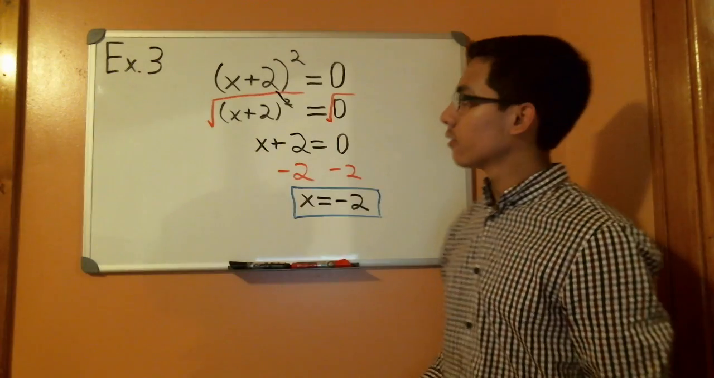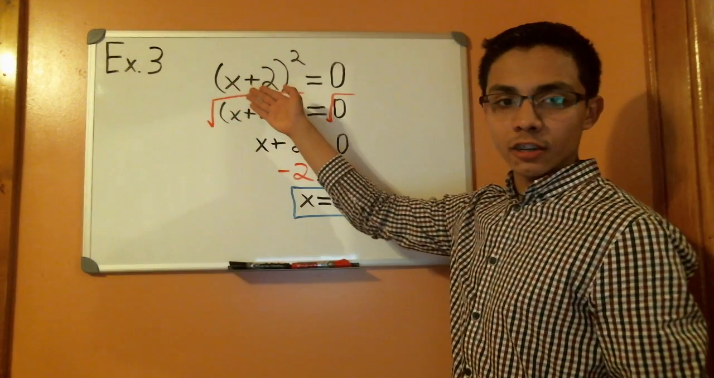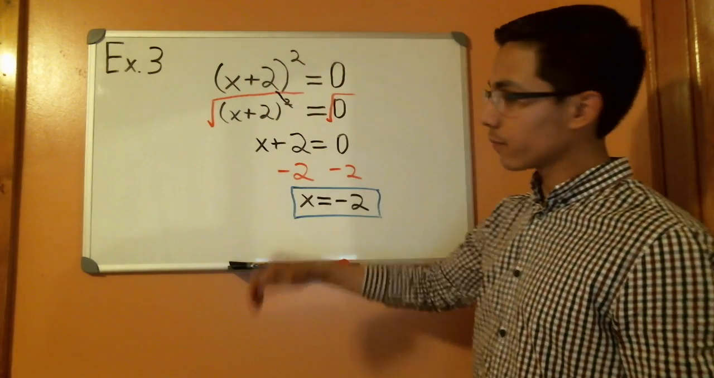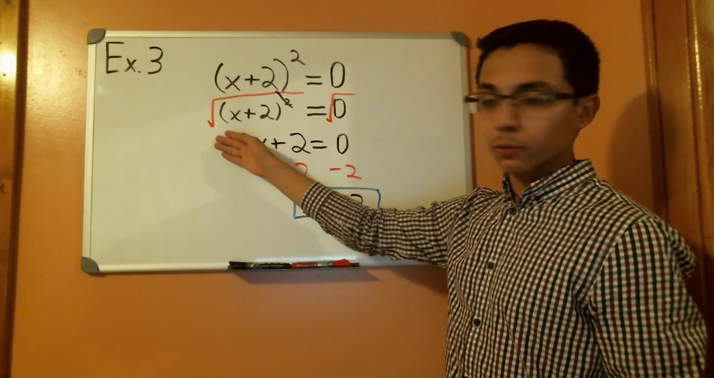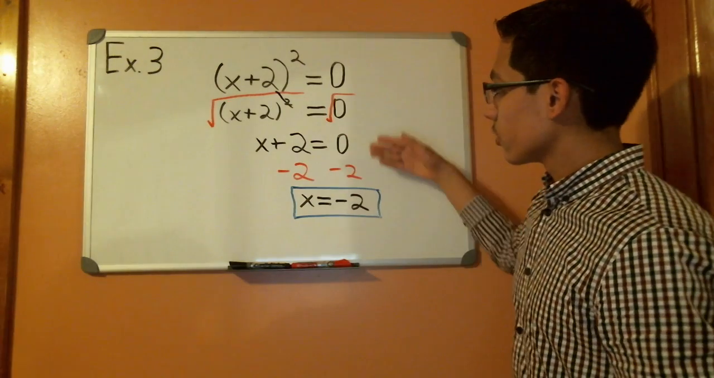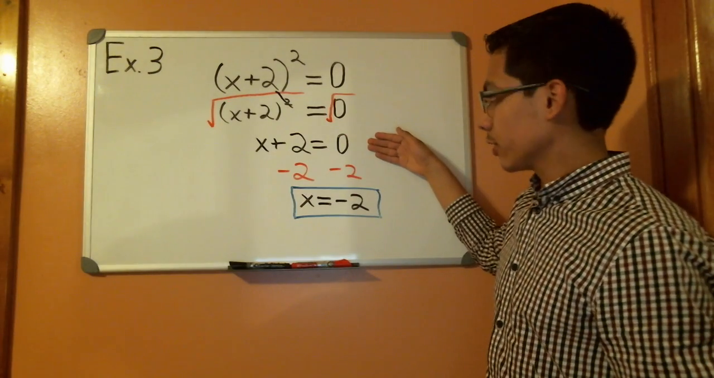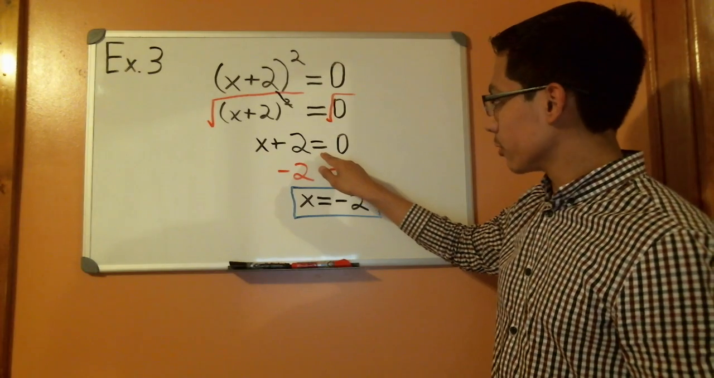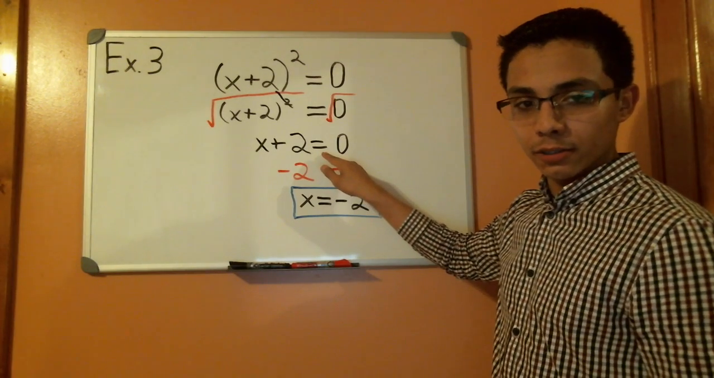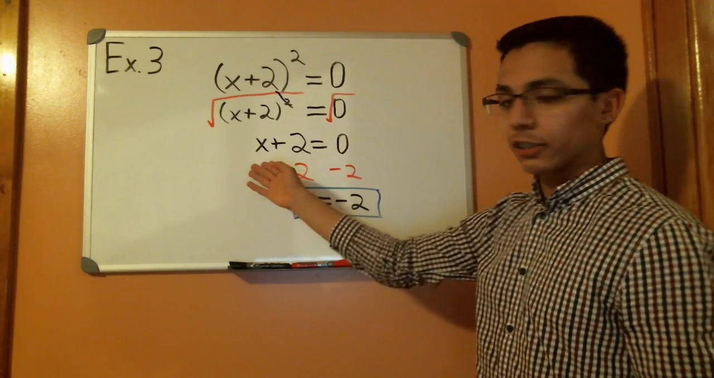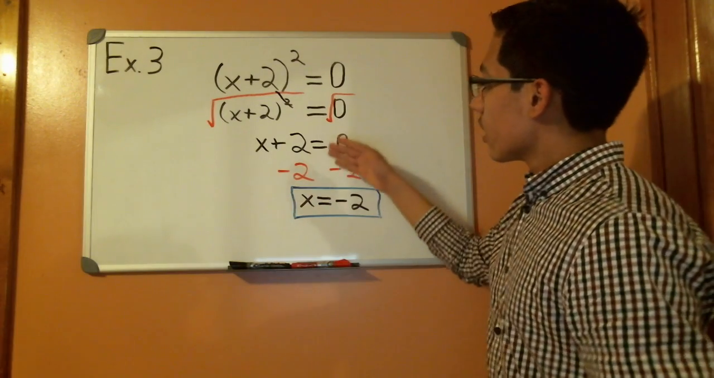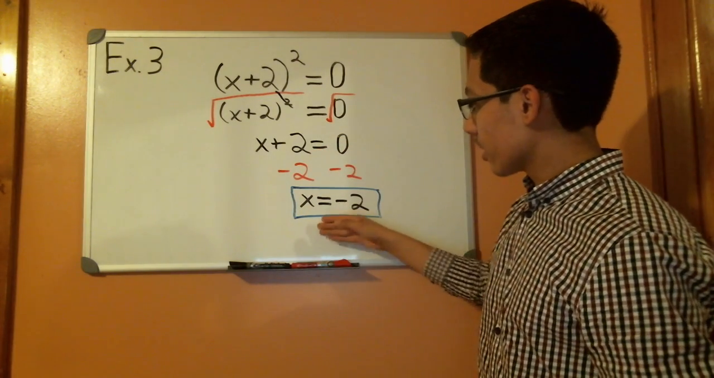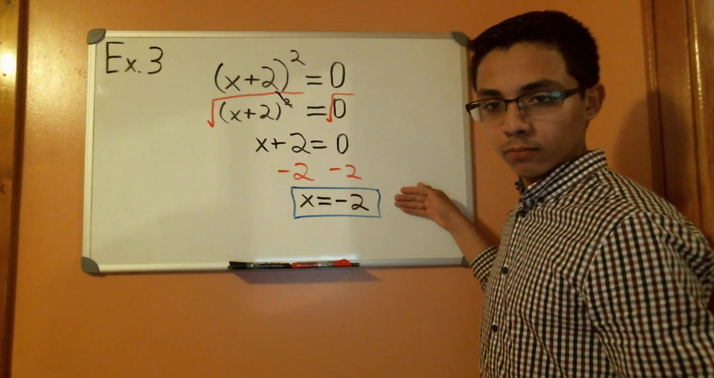Example 3. When given the quantity of x plus 2 squared equals 0, solve for x. You can do that by applying the square root on both sides. You then get x plus 2 equals 0. Now you do not add the plus or minus in front of the 0 because you cannot get a negative 0. Now let's continue to solve for x. Now subtract 2 from both sides, and then you get x equals negative 2.